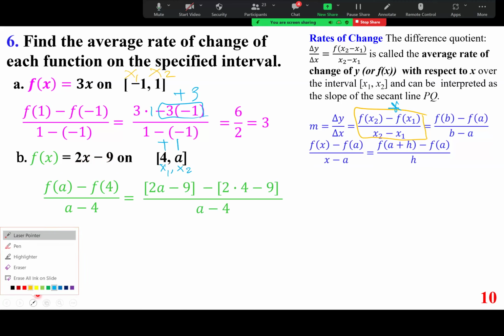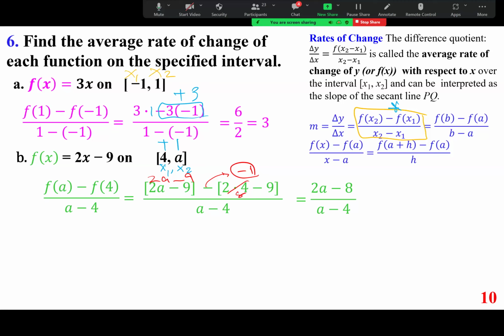So we have 2a minus 9 minus -1. That means plus 1, so 2a minus 8. You can factor out the 2 from the numerator, and the final answer is 2.